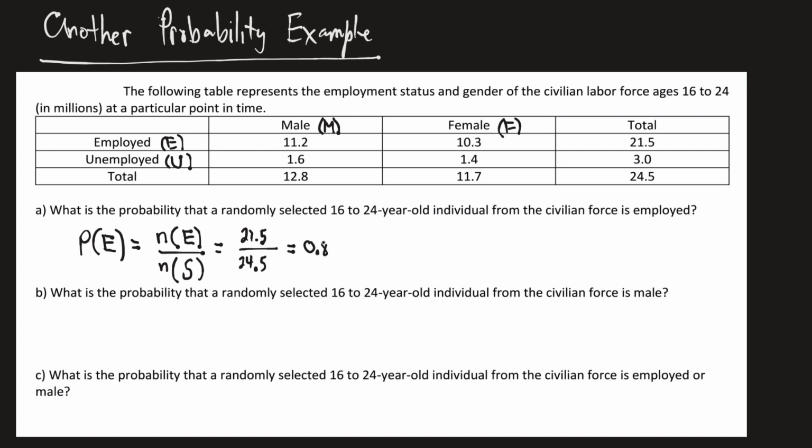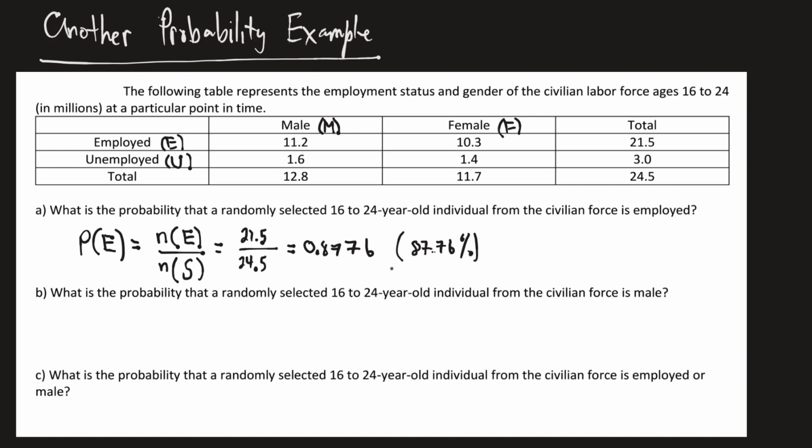So 0.8776. So if you were to put this as a percentage, then roughly 87.76% of this labor force, well, I'm sorry, 87.76% is the likelihood that this individual will be employed. So, not quite 90%, but still a good percentage. All right.